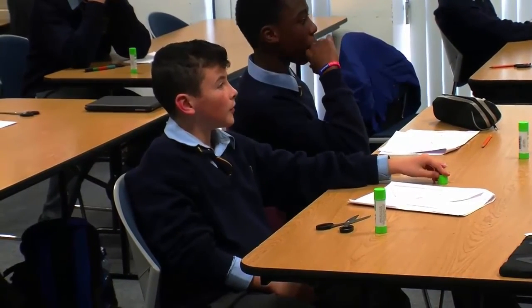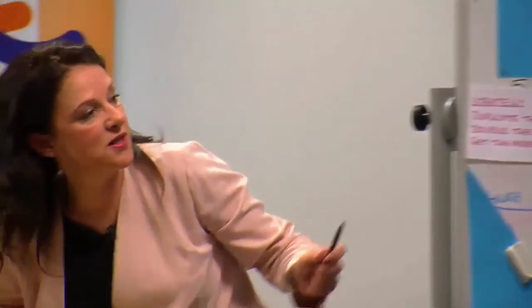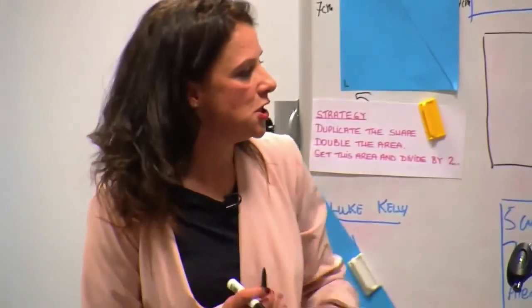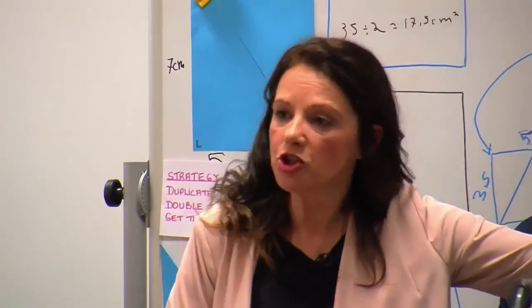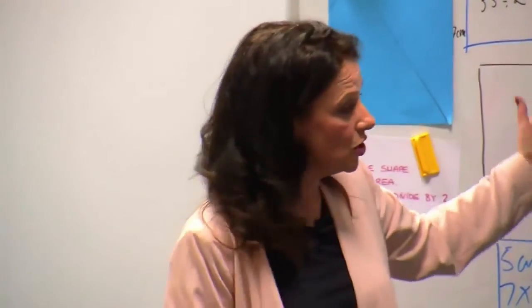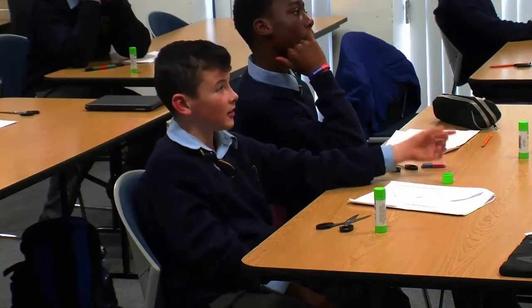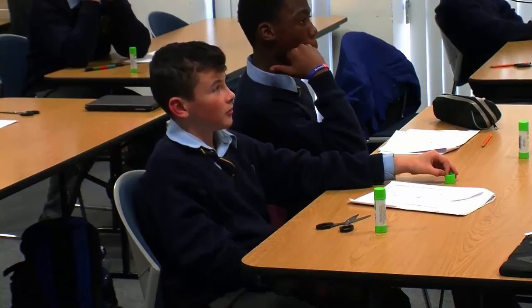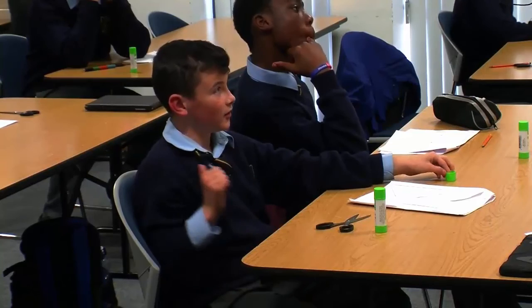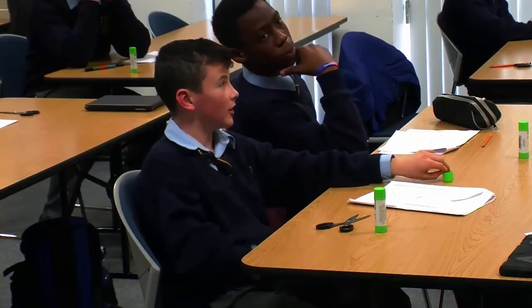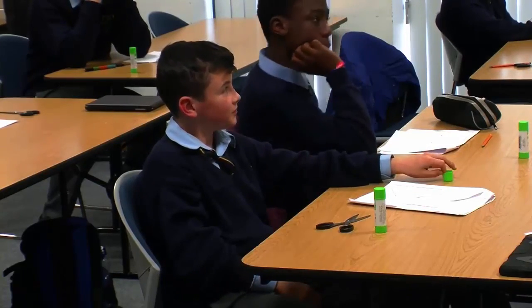That's Luke. Well done, Luke. What did he do? His strategy was he cut it. So that's really what you were doing. You cut it and you pasted it. Go on, Owen. It was nearly the exact same as Niall's, except it's with a triangle. Excellent, excellent. Well done.